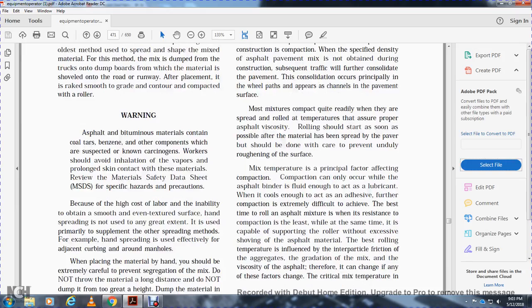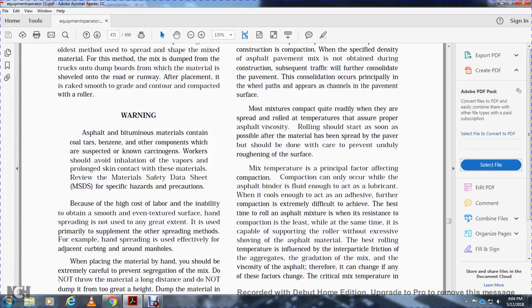The subsurface of most mixtures compacts quite readily when they are spread and rolled at a temperature that ensures the proper asphalt viscosity. Rolling should start as soon as possible after the material is spread by the paver, but should be done with care to prevent unduly roughing of the surface. Mixing temperature is the principal factor affecting compaction. Compaction can only occur while the asphalt binder is fluid enough to act as a lubricant. When it cools enough to act as an adhesive, further compaction is extremely difficult to achieve.